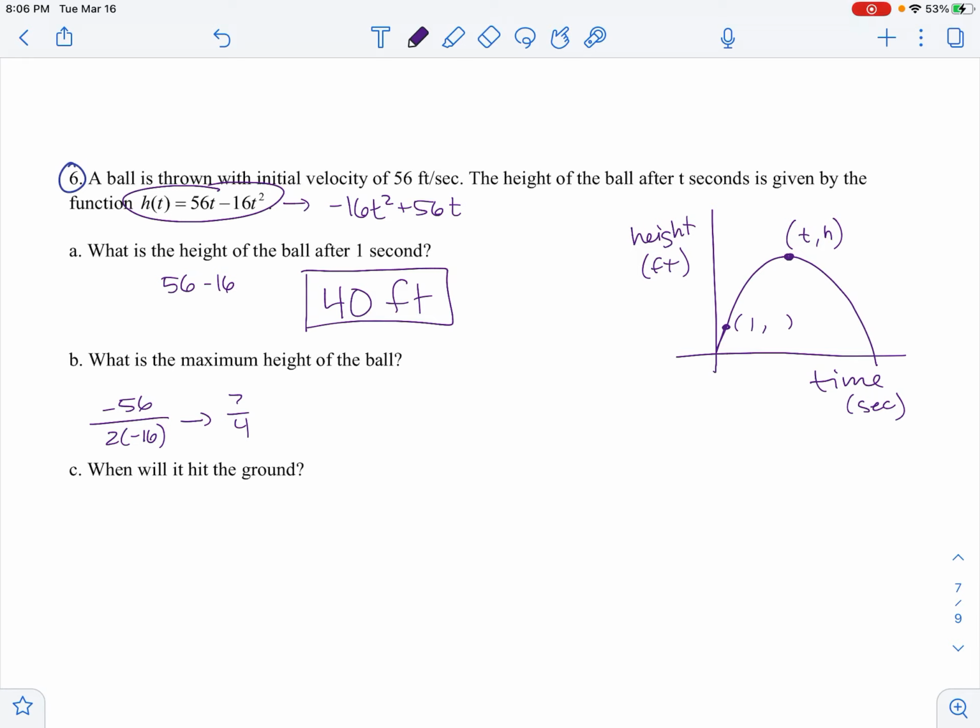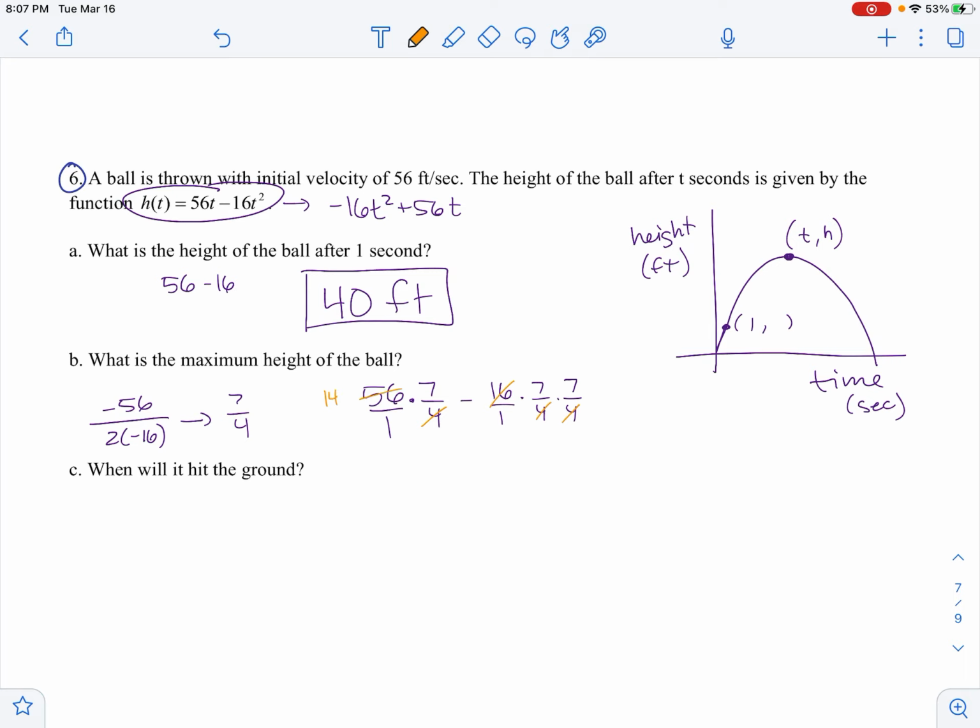What is the maximum height? Well, I've got to plug that into my formula. I'm going to have 56 times 7/4, so I'll write 56 over 1, minus 16 times 7/4 squared, which I'll just write as 7/4 times 7/4, because really we shouldn't have calculators. 4 times 4 is 16, so that's actually super nice. When I simplify my 56, let's see, 4 goes into 4 once. Does 4 go into 56? I think so. It goes in 14 times.